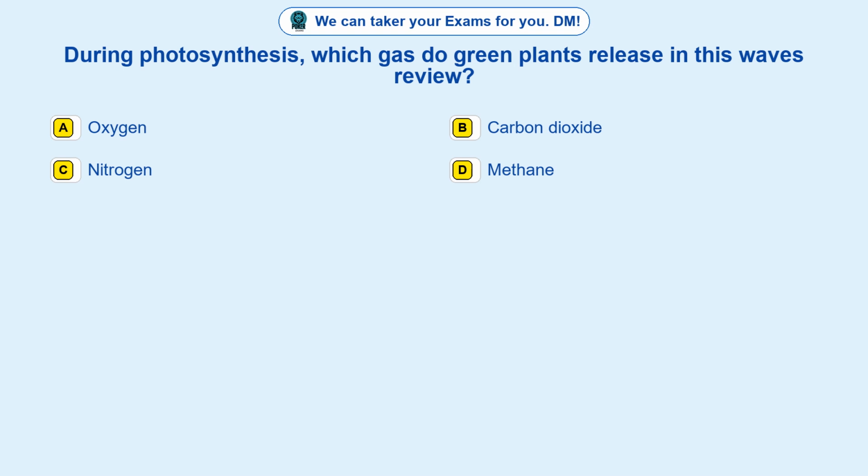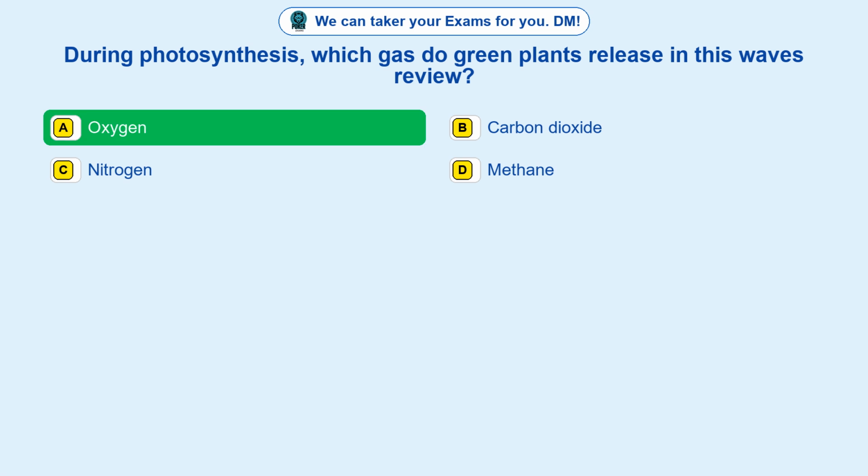Question 1. During photosynthesis, which gas do green plants release in this waves review? Option A, oxygen. Option B, carbon dioxide. Option C, nitrogen. Option D, methane. The correct answer is option A, oxygen.